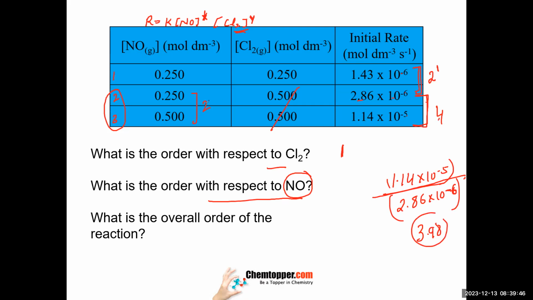So this has increased 2 times, 2 raised to power x. How much is this? Oh, sorry, 2 raised to power 2. This number is 2 raised to power 2. So what is x? 2.